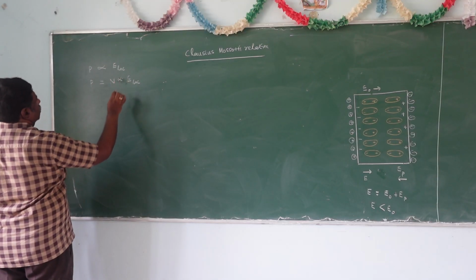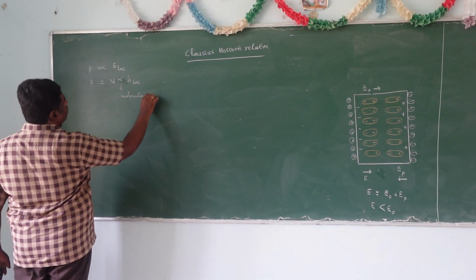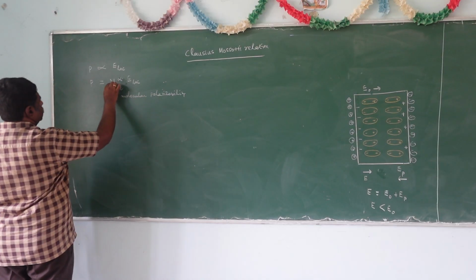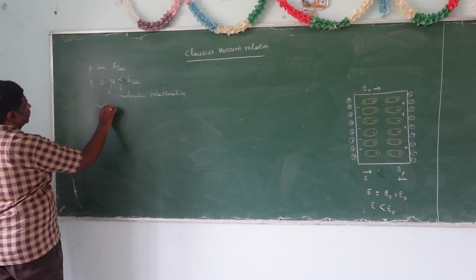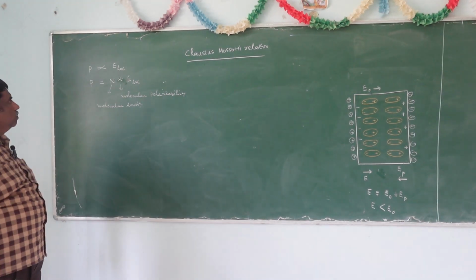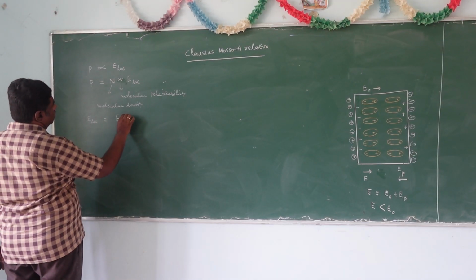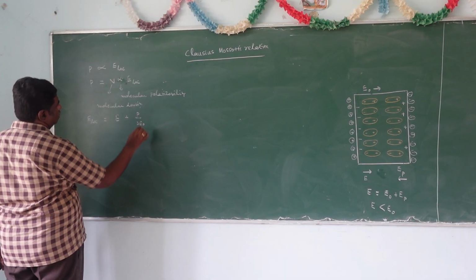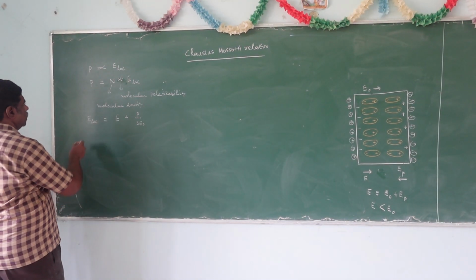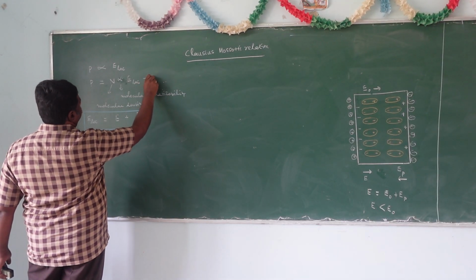Here alpha is the molecular polarizability, and N is the molecular density, that is, the number of molecules per unit volume. The value of E local is E plus P divided by 3 epsilon naught. This is our Lorentz condition. Now we have to find out the polarization vector P. Keep this as equation 1.